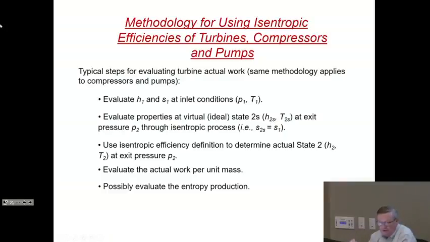Now you correct that for the actual mechanical isentropic efficiency to get your real state 2. In other words, you correct with (H2 minus H1) divided by (H2S minus H1). That's your real efficiency. And now you can calculate the real work, because that's H2 minus H1, not H2S minus H1. So that is how you get the final result.